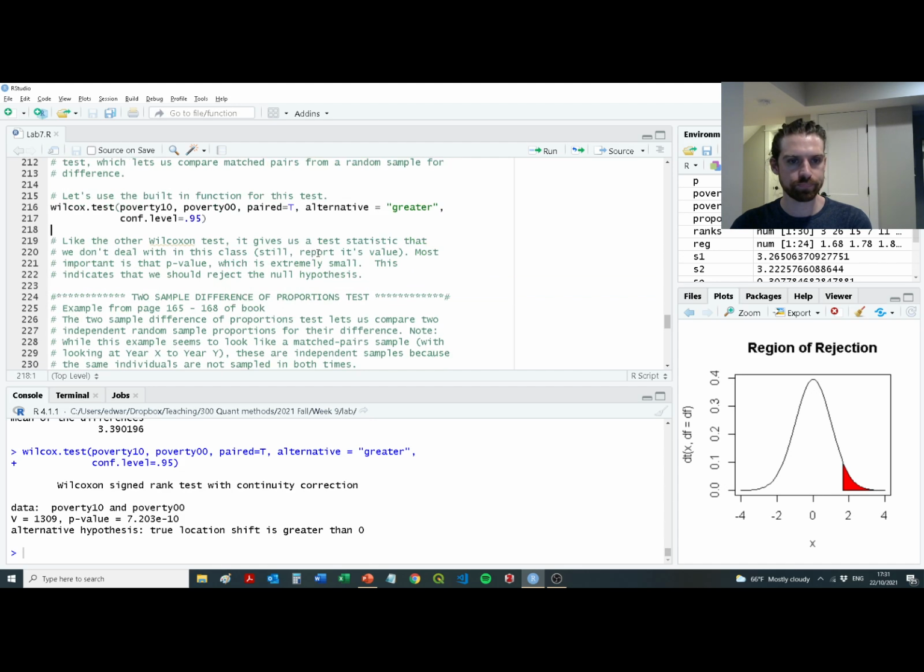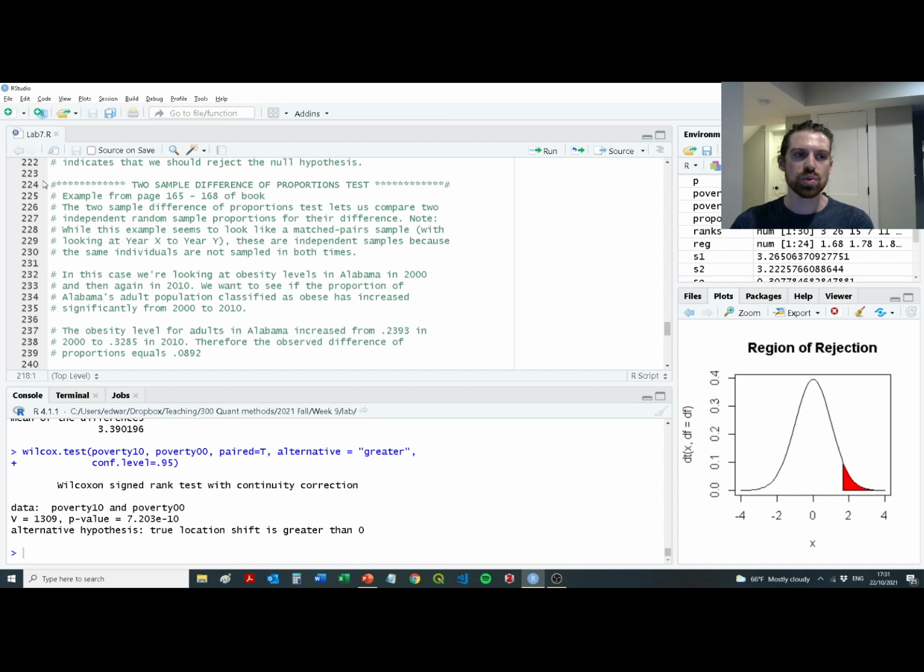So finally, I just want to finish by showing you how we do a two-sample difference of proportions test. Before, we've been focusing mainly on continuous data, which is absolute. Whereas here, we're going to look at the actual proportion of the data with some particular outcome, okay, and compare them between two samples. So the two-sample difference of proportions test lets us compare those independent random sample proportions for their differences.